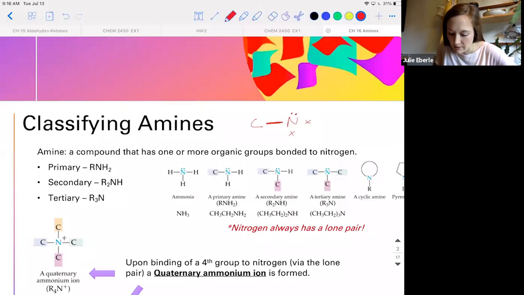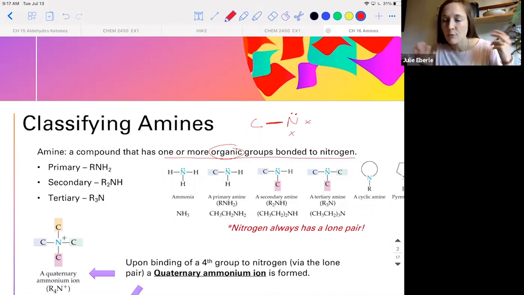So an amine is a compound that has 1 or more organic groups bonded to nitrogen. And when I say an organic group, that's a vague word. It could be carbon, it could be hydrogen, it could be oxygen, it could be several things. So we just say organic groups. A lot of times any carbon groups we call alkyl groups, okay, like a methyl group or an ethyl group or a propyl group. So it could be a variety of things.